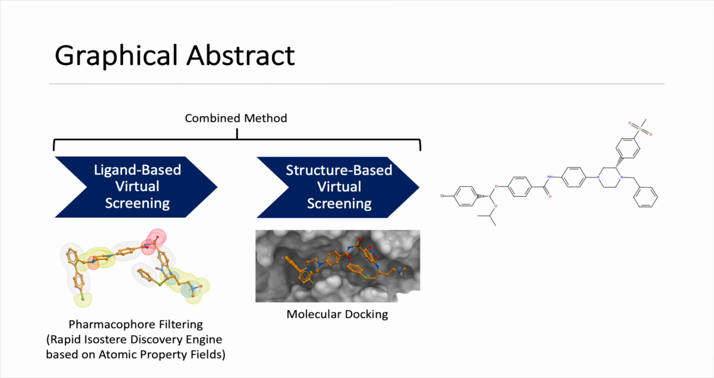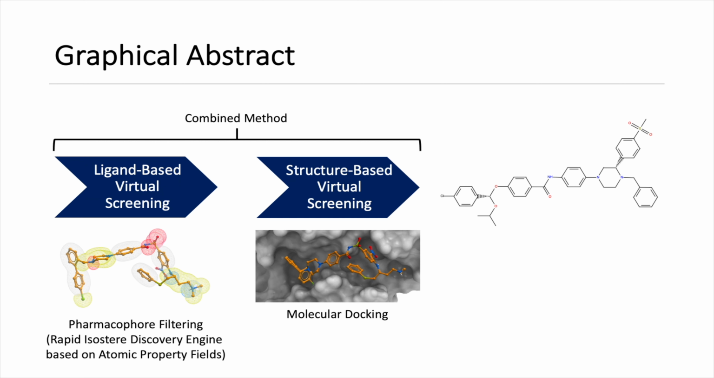The primary objective was achieved by evaluating three virtual screening methods: an SB approach using molecular docking, an LB pharmacophore filtering approach using rapid isosteer discovery engine based on Molsoft's atomic property fields and ABT-737 as a template, and finally a sequential combined method involving pharmacophore filtering followed by molecular docking.